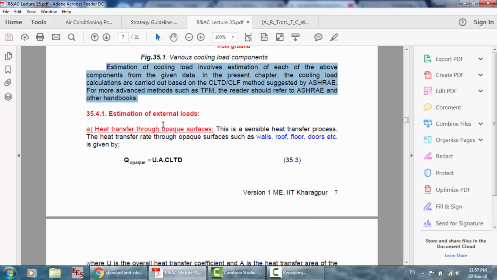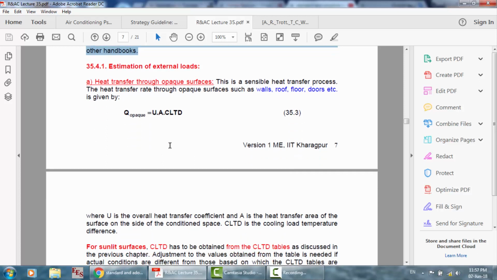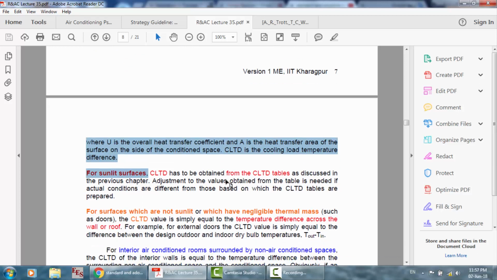So, the estimation of external loads: heat transfer through opaque surfaces. This is a sensible heat transfer process. The heat transfer rate through opaque surfaces such as walls, roof, floors, doors is given by U times A times CLTD, where U is the overall heat transfer coefficient, A is the heat transfer area of the surface on the side of the conditioned space, and CLTD is the cooling load temperature difference.